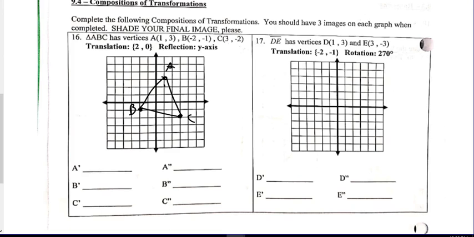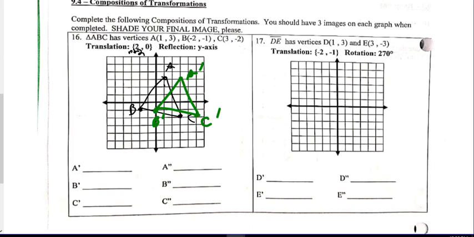Now, it says translate it to 0. This is what I was talking about before. 2, 0 means right 2, and that's it. So, we're going to shift over 2 spots. And that's it. A prime, B prime, C prime.